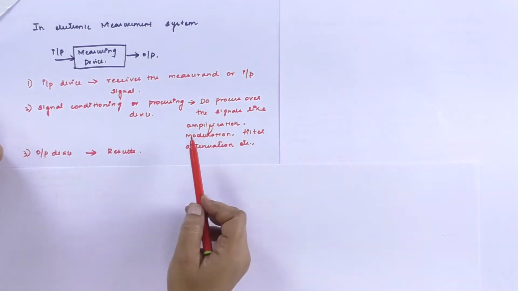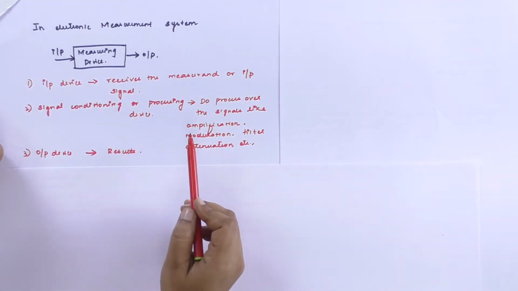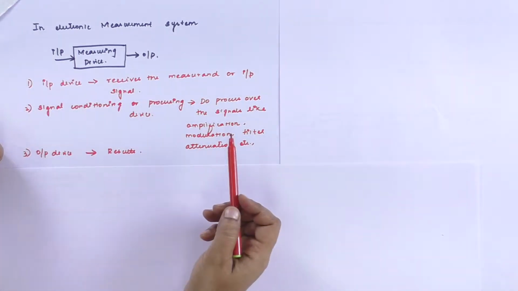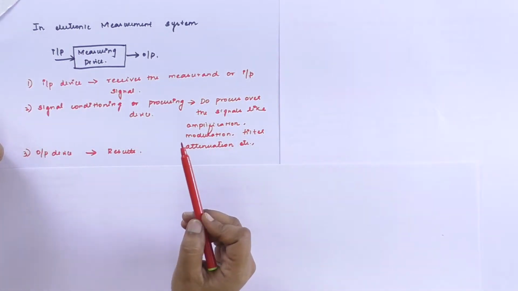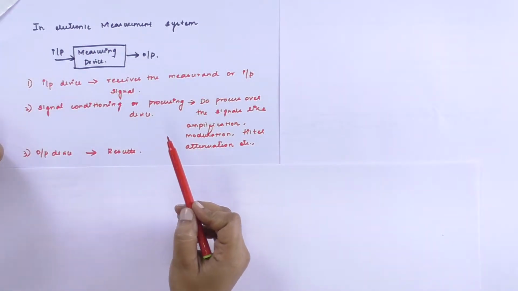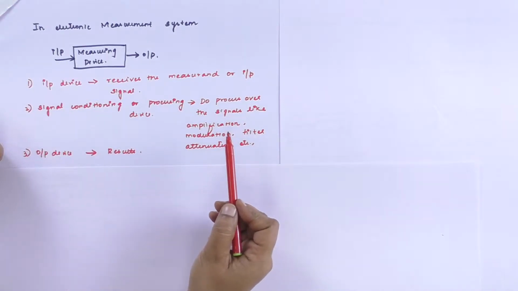In most of the measurement systems, the measurand is a non-electrical quantity and most of the techniques use an electrical quantity. So, there is a need for a device which converts a non-electrical quantity into an electrical quantity. The device which is used for converting that non-electrical quantity into an electrical quantity is called a transducer.